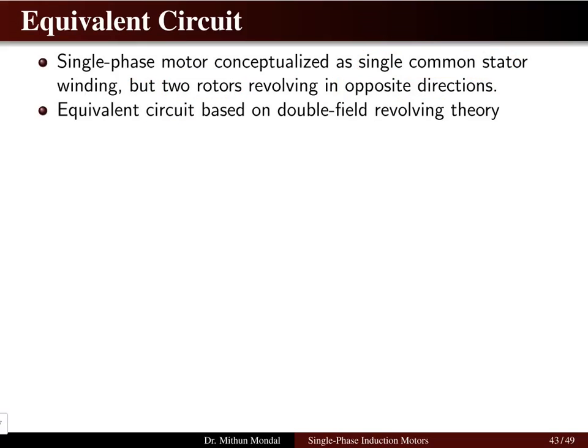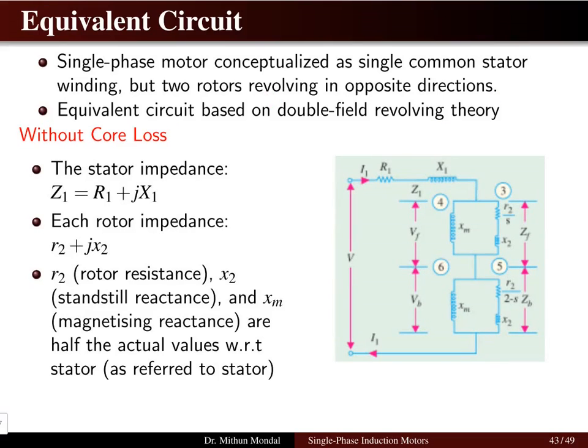Then the equivalent circuit is based on the double revolving field theory, which is the most fundamental principle of the single phase induction motor that was discussed in the previous lecture. Now let us see how the equivalent circuit can be drawn and what are the special characteristics of this equivalent circuit. First, we will assume that there are no core losses in the network and the stator impedance is given by Z1, which is equal to R1 plus jX1.